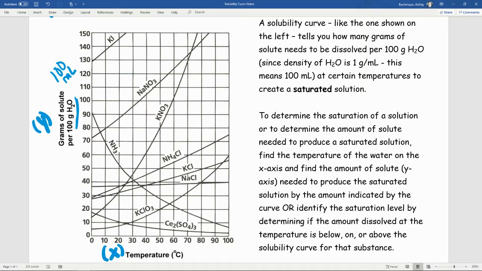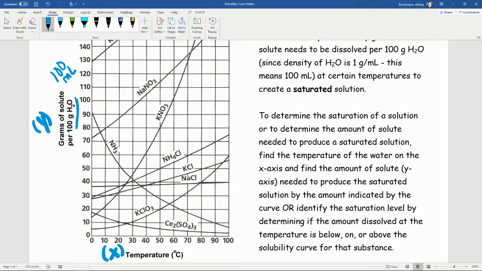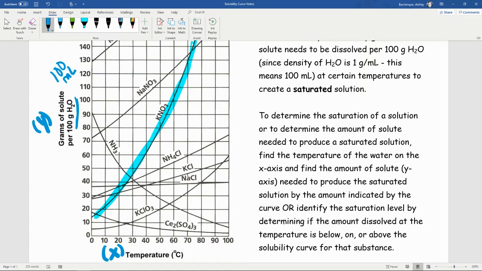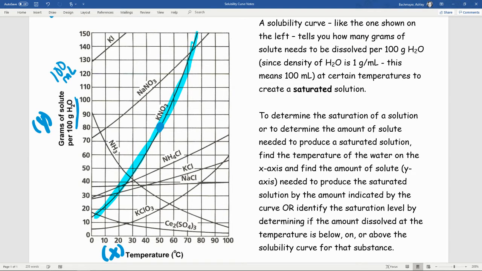But what a solubility curve shows you is all of these curves that you have. Let's see if I can get a highlighter. So all these curves that we have here, like this curve here, let's say for instance KNO3, these represent your saturated solutions. So for KNO3, it is telling me that if I want to make a saturated solution of KNO3 at 50 degrees Celsius, because that's my X, I'm going to need 80 grams of KNO3.